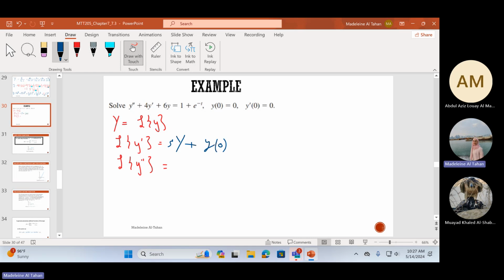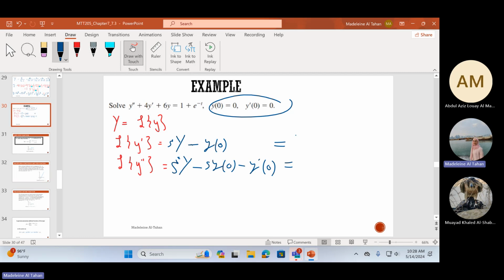One over s plus a, e to the minus at, e to the at is 1 over s minus a. So e to the minus at is negative, minus. Okay. And s squared Y minus s y(0) minus y prime(0). Y(0) and y prime(0) are zeros, they are given as zeros. You cannot leave it in the exam this way. You have to put the answer by using these. So now, what will be the answer?